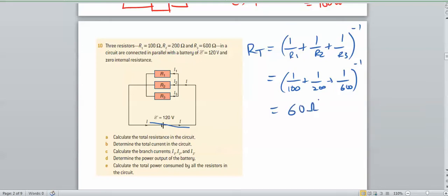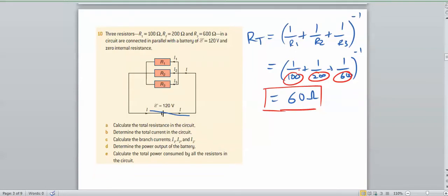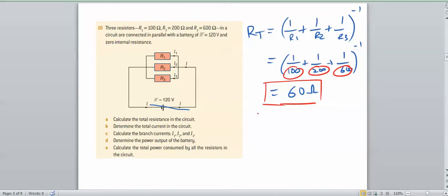Now, importantly, if you ever get a value greater than any of these resistors, 100, 200, or 600, you know you're wrong. It has to be less. That way, if you make an error in your calculations, you can go back and fix it. So that's the total resistance of the circuit. To determine the total current is pretty straightforward. The current is the voltage divided by resistance, which is 120 divided by 60, which is 2 amps.